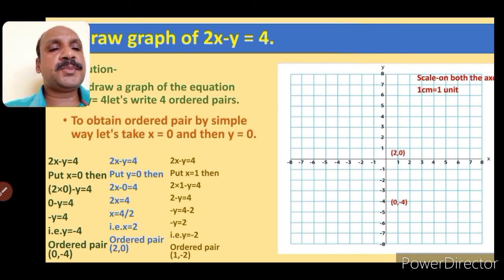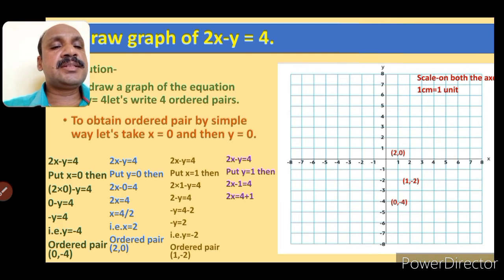Therefore, the ordered pair is (1, minus 2). Now we plot this point on graph paper. Here, (1, minus 2). Now the fourth ordered pair. 2x minus y is equal to 4. Now here we put the value of y is equal to 1. Then the equation becomes 2x minus y is equal to 4. 2x is equal to 4 plus 1. That means 2x is equal to 5.